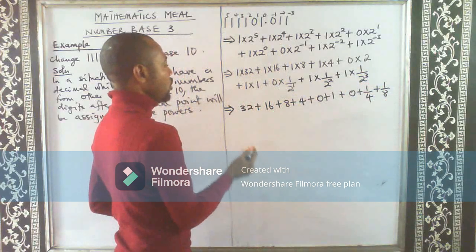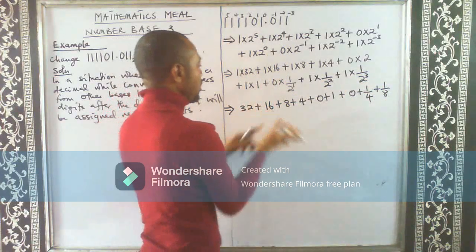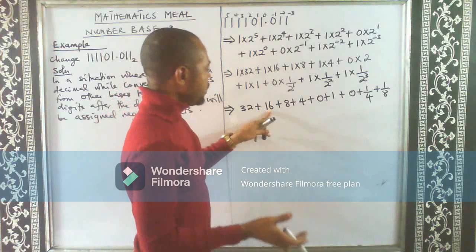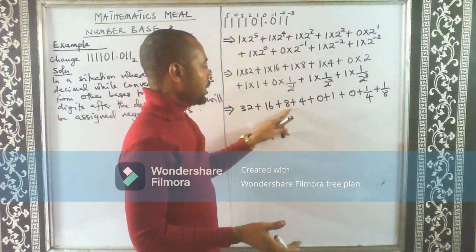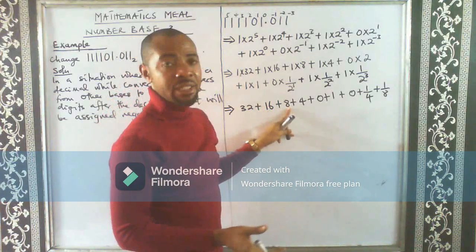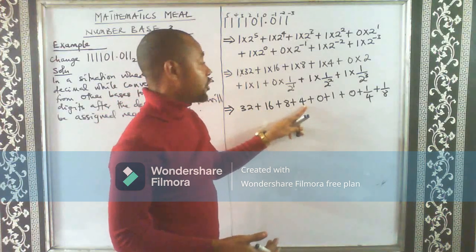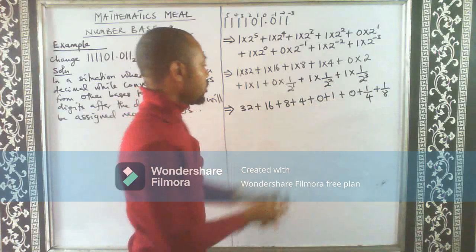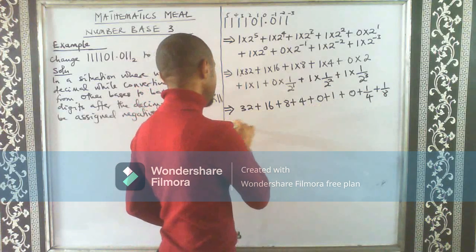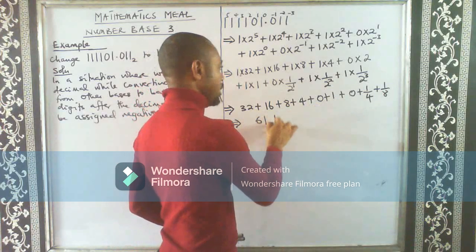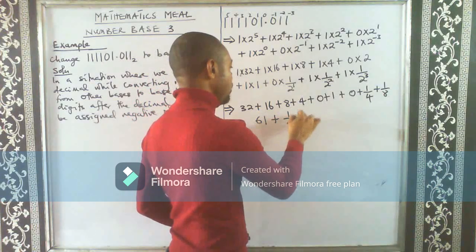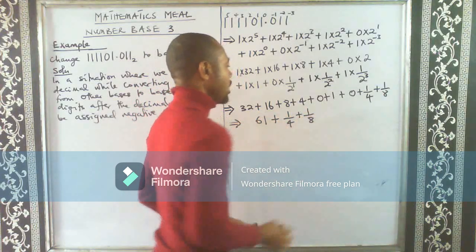So let's add the whole numbers. 32 plus 16 will give us 48. 48 plus 8 will give us 56. 56 plus 4 will give us what? 60. 60 plus 1 will give us 61. So we have 61 plus 1 over 4 plus 1 over 8.